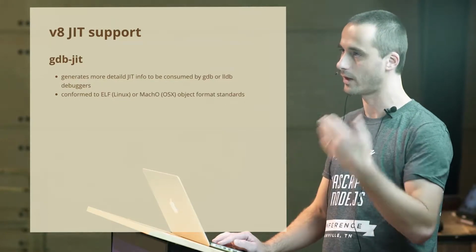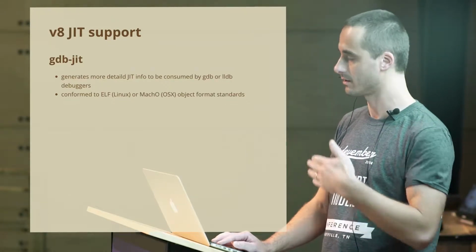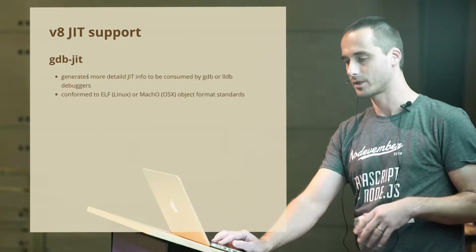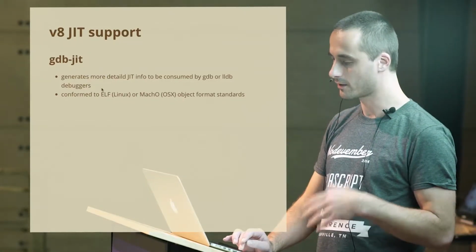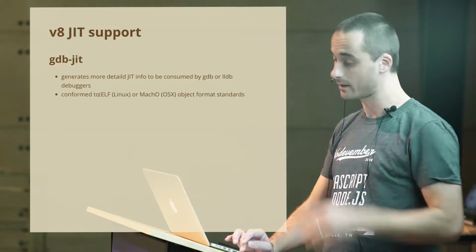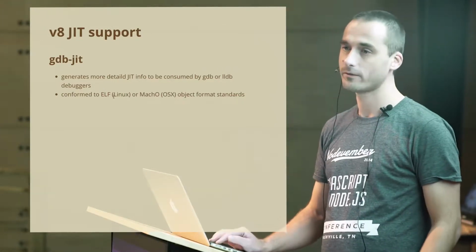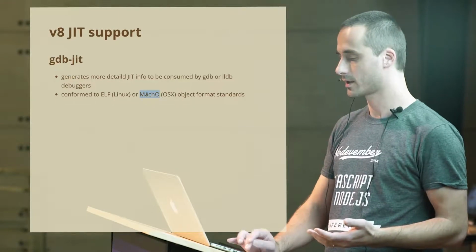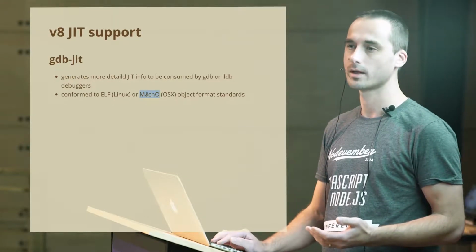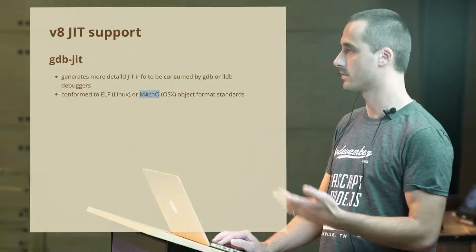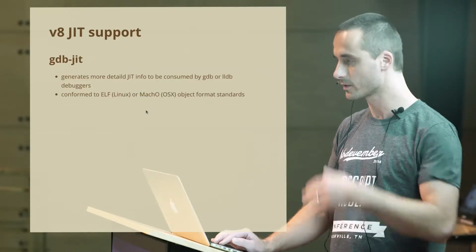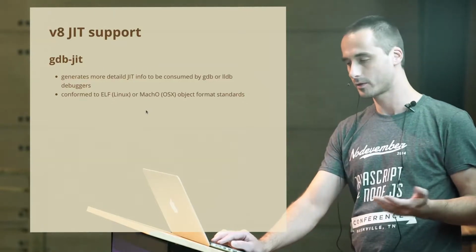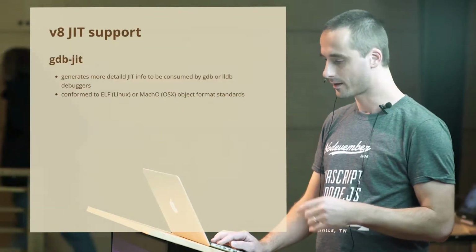Also, right now it's still pretty slow, because when it consumes the JIT information, it can get pretty slow. The JIT information generated by V8 conforms to either the ELF object file standard, or to the, I'm not sure exactly how to pronounce this, Mach-O format, which is on OS X. So it actually looks at what the architecture is and decides what kind of information to generate.